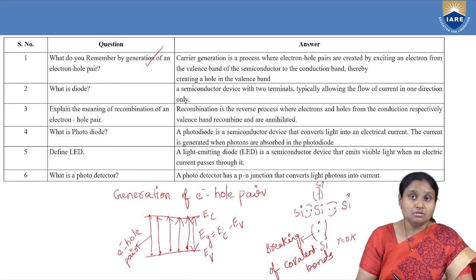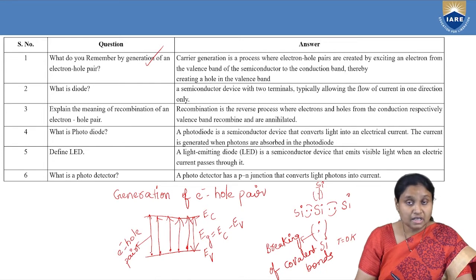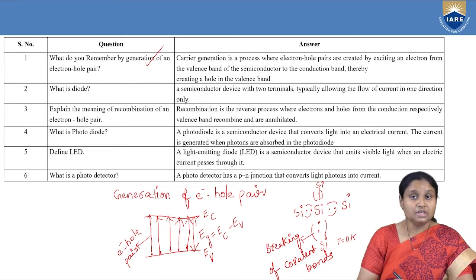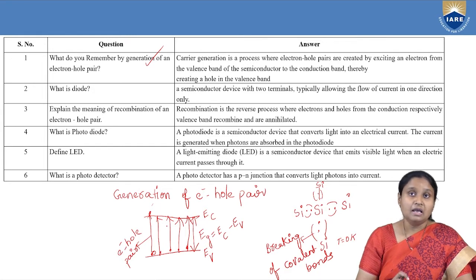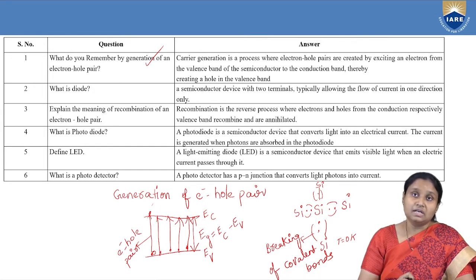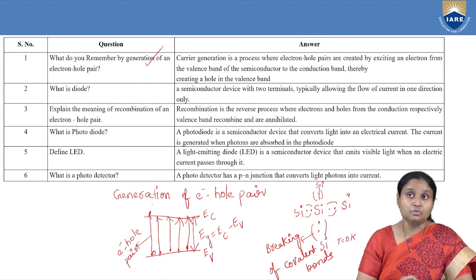So here, the valence electron present in the valence band, after taking energy, goes to the conduction band. Then what happens in the valence band? A hole will be generated, and here we'll have a free electron. So for each transition, we get one electron and one hole, the hole in the valence band and the electron in the conduction band. And this phenomenon is called generation of an electron hole pair.